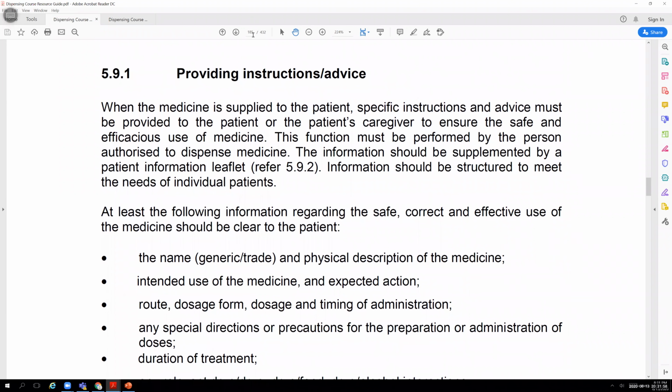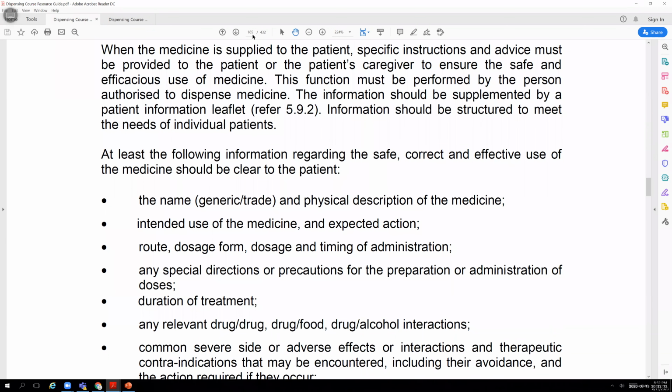Yes, so we start with page 185. It talks about providing instructions to patients. So how do you provide that? It starts by saying that when a medicine is applied to a patient, we need to provide counseling. We need to make sure that patients have adequate information about the drug.